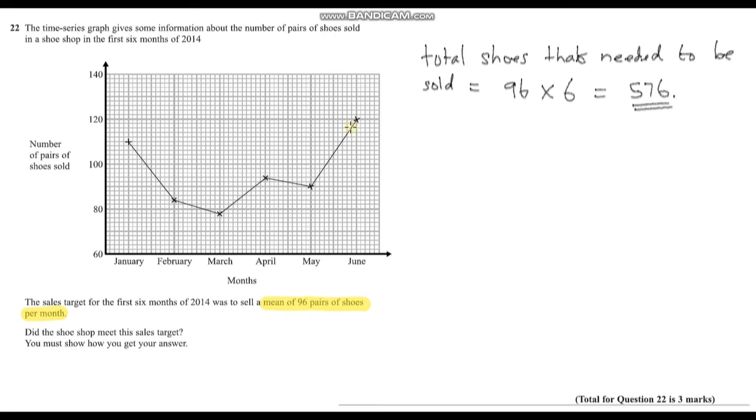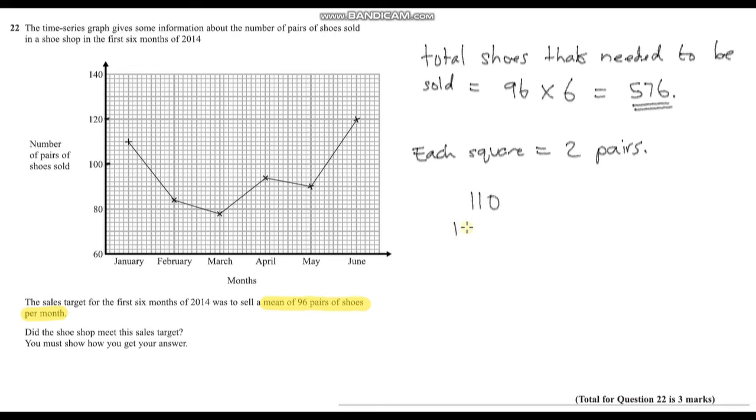So how many did they sell? Well, we can add up all of these values. So let's first of all look at our axis. So this is 100 and 120. So we're going up by 20 pairs, and there are 10 squares. So 1, 2, 3, 4, 5, 6, 7, 8, 9, 10. So each square is 2 pairs. So this is 100, 102, 104, 106, 108, 110.